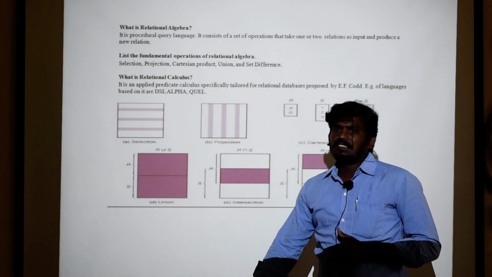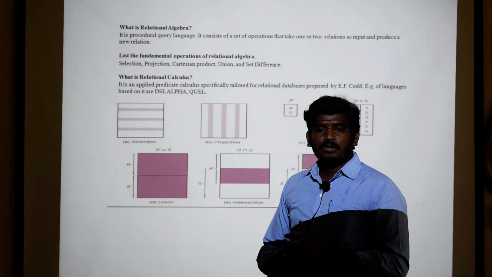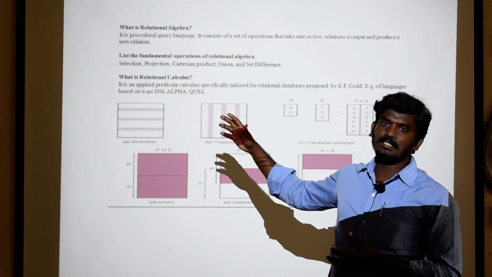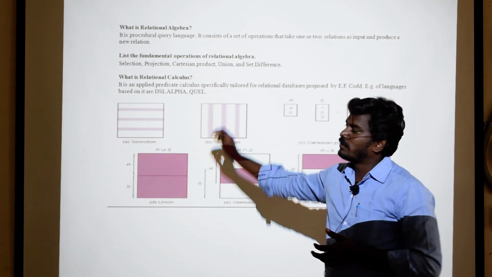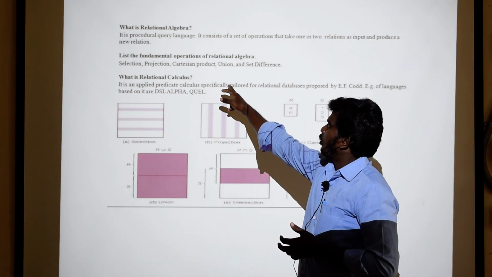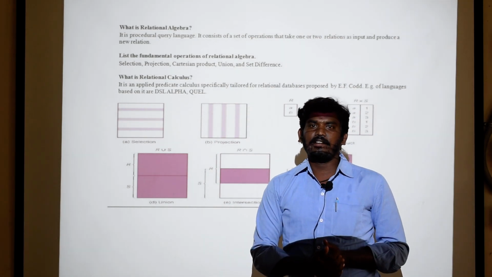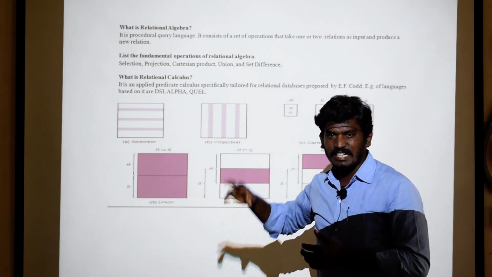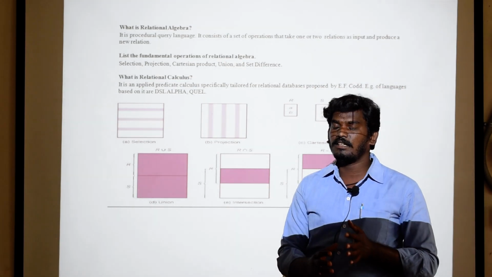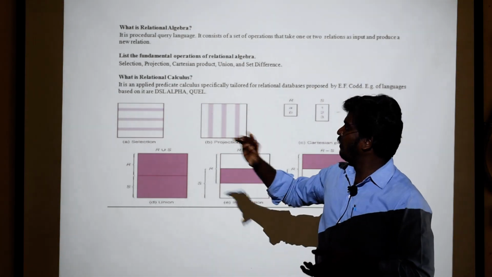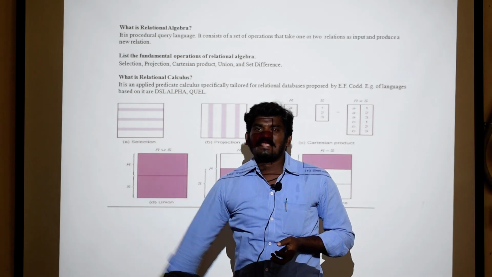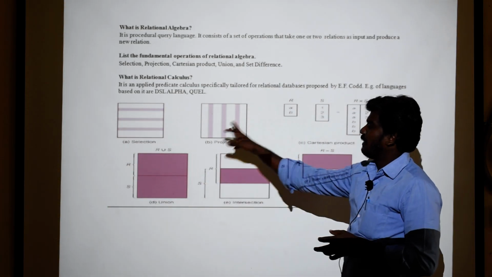Then, the list of base fundamental operations of relational algebra: selection, then projection, then Cartesian product and union, and also set difference. As I already told you, relational algebra is a purely mathematical concept. Under that, what is meant by selection, I will give a clear picture.